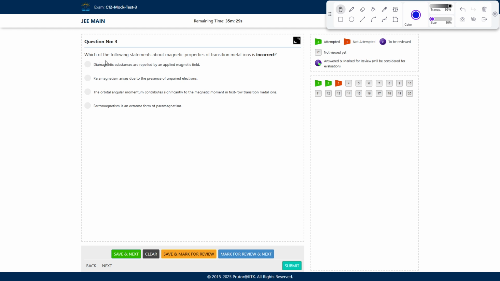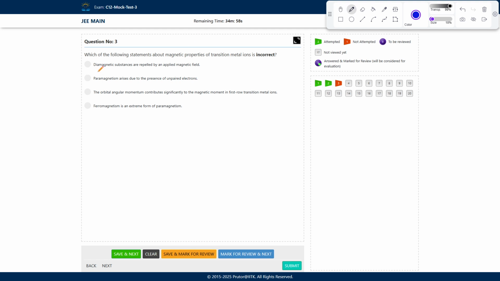So this question is saying: which of the following statements about the magnetic properties of transition metal ions is incorrect? So we have been given some properties in the options. You have to tell which statement about the magnetic property of transition metal ions is incorrect. Remember, you have to identify the incorrect statement. Okay, let's read one by one.